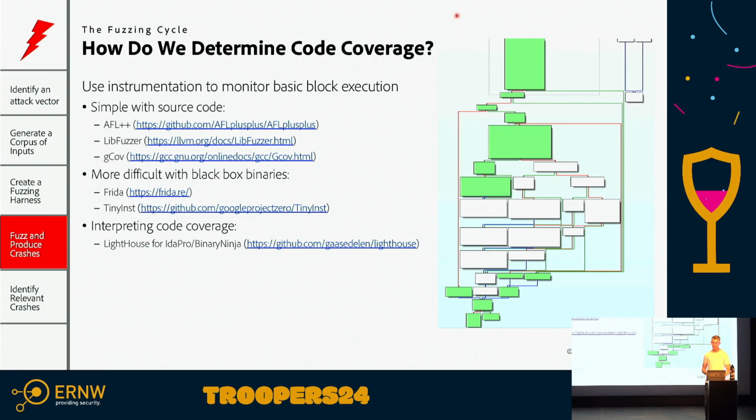And this diagram on the right here shows you a little bit about what that Lighthouse output looks like. The green blocks are basic blocks that we are getting to. And everything in white here are basic blocks that haven't been explored yet. So this can tell us a ton about how our fuzzer is doing and how our inputs are doing. If we are never getting to a specific area of the code, we might want to investigate that and look at why.